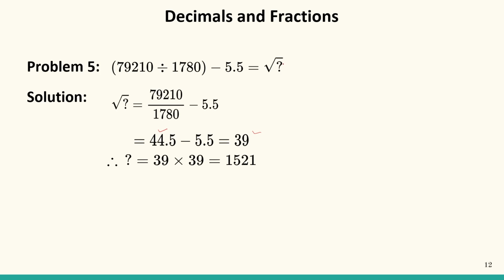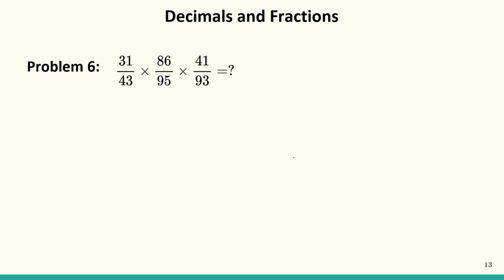So what we are left with is the square root of x, let's replace the question mark with x. So square root of x is equal to 39. So how to find x? We can square both sides. So x will be 39 into 39. Squaring on both sides, we are left with 39 square, that is 1521. This is the final answer.